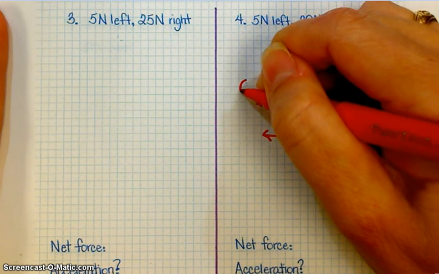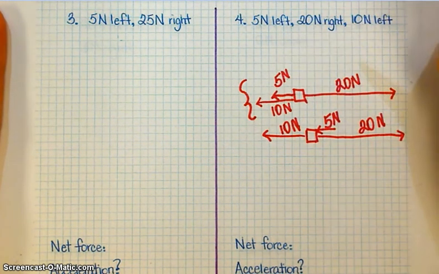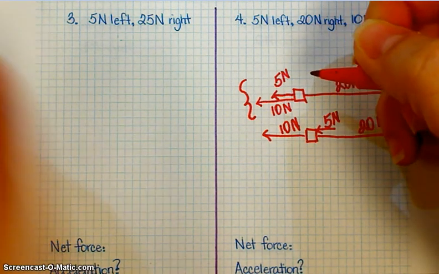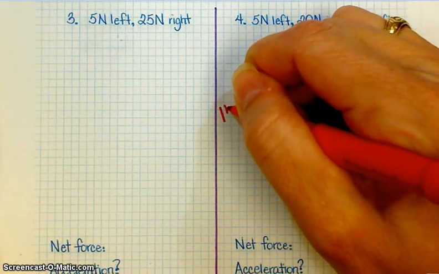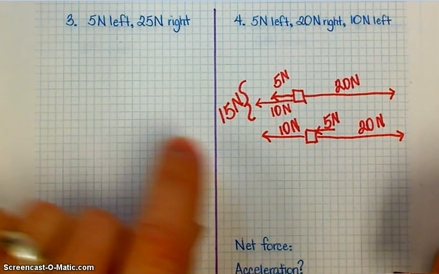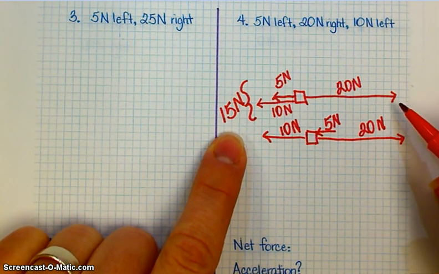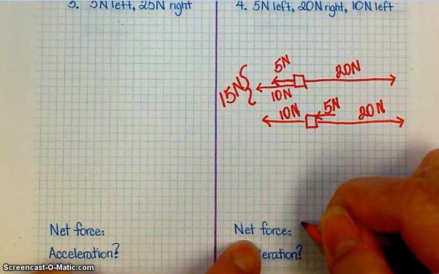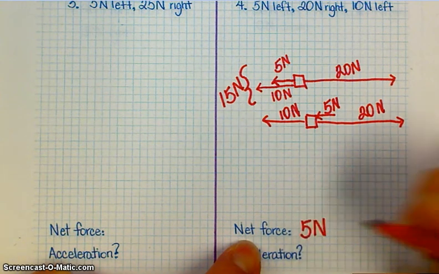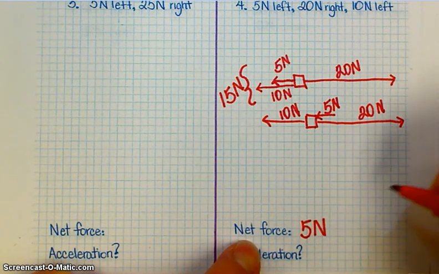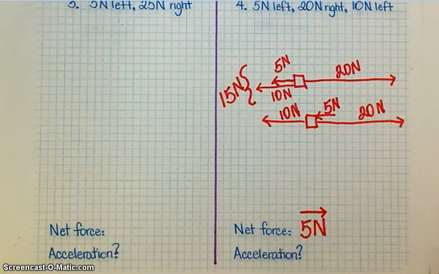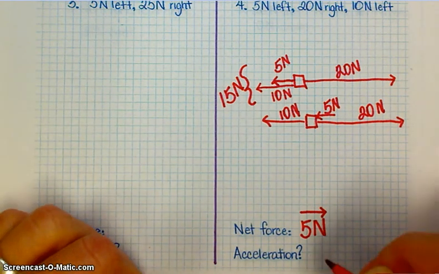Now, we have 2 forces pointing to the left. One is 5 newtons and one is 10 newtons. If they're pointing in the same direction, then add them together. You can consider them one single force of 15 newtons. So really you have 15 newtons to the left and 20 newtons to the right. Those are in opposite directions. So you're going to say 20 minus 15, and you're going to get 5 newtons. And the direction of your net force is going to be to the right because that is the direction of the larger force.